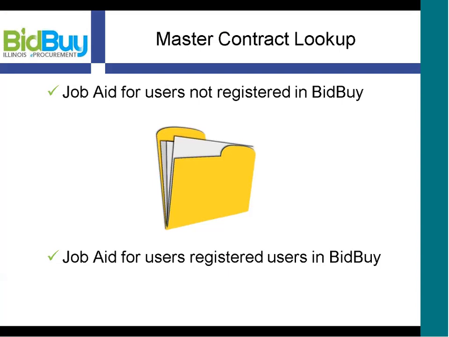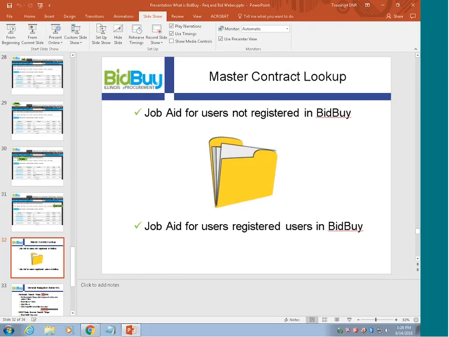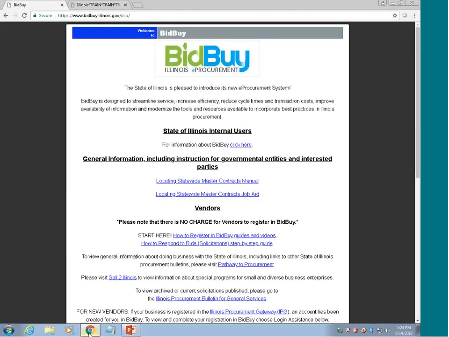Now what we'd like to do is move on to actually looking some information up on the system itself. If you're following along with your packet, we have some directions for how to look up a master contract without registration in BidBuy. So you don't have to register to do this. A lot of our master contract information has moved to BidBuy, so from now on, you should be looking up your master contracts here. Andy will demo how to look one of these up.